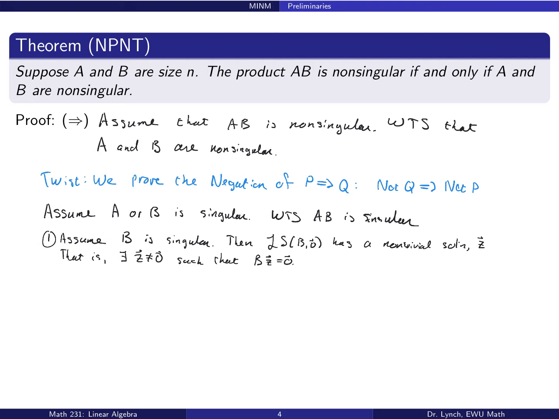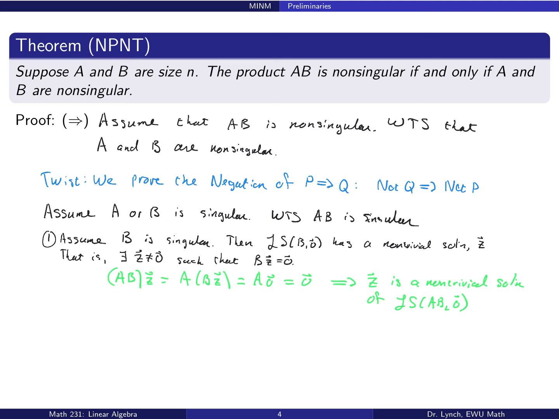Of course, we can go ahead and have a look then at the image of this vector under matrix multiplication by AB. We see that AB times Z is A times BZ, which is A times the zero vector, which is of course the zero vector, so that Z is a non-trivial solution of the homogeneous linear system where AB is a coefficient matrix. So if B is singular, then AB is also singular.